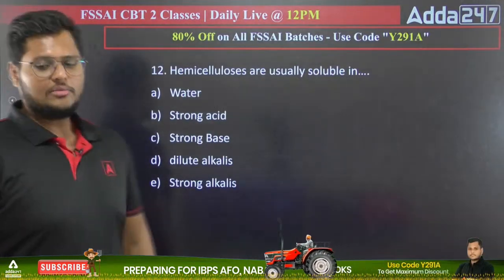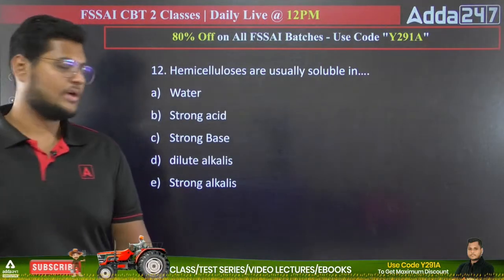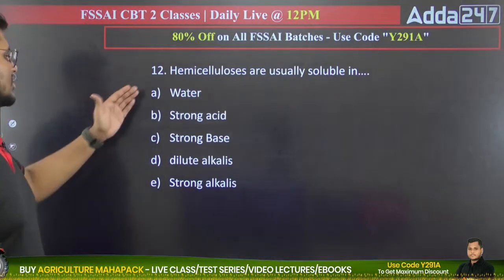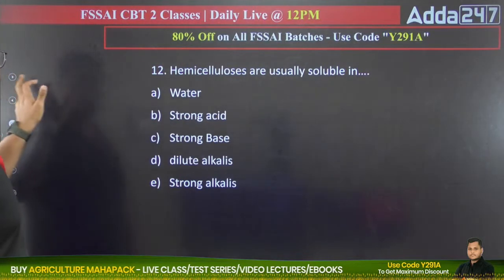Hemicellulose are usually soluble in dash. Okay, hemicellulose are usually soluble in dash: water, strong acid, strong base, dilute alkali, strong alkali.